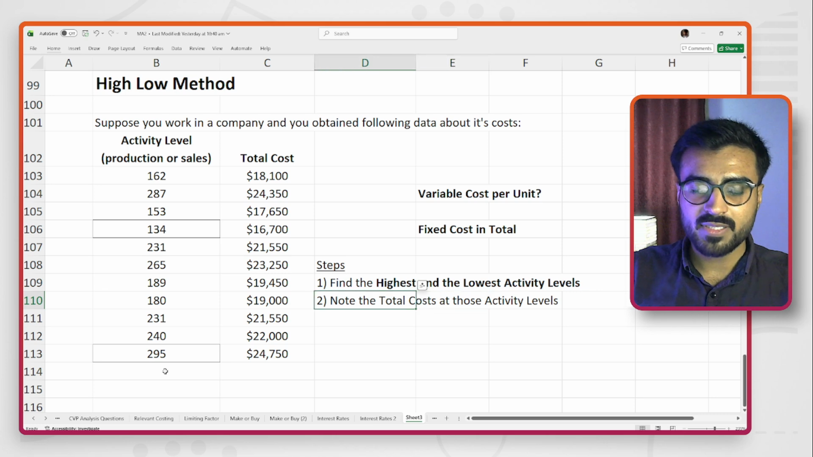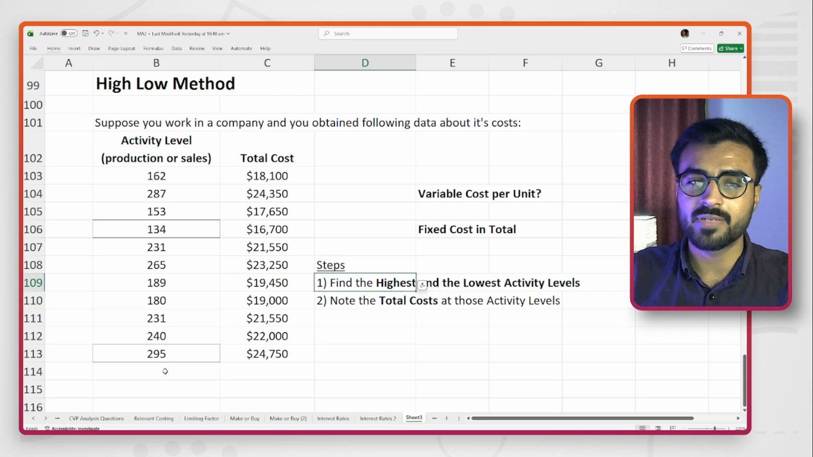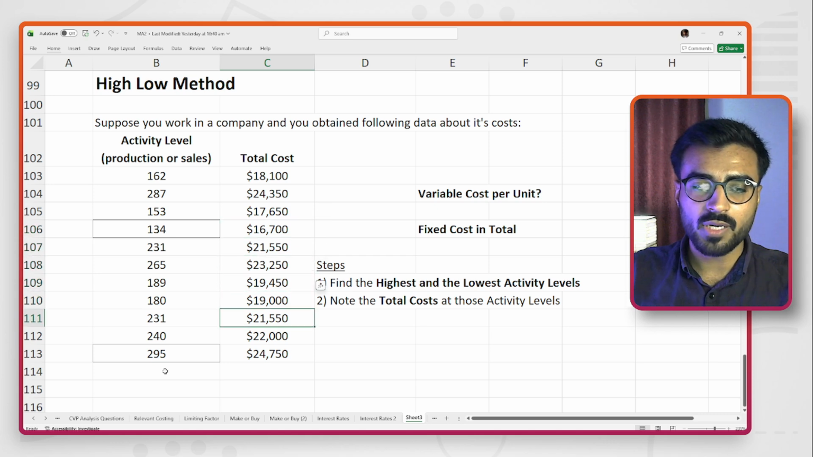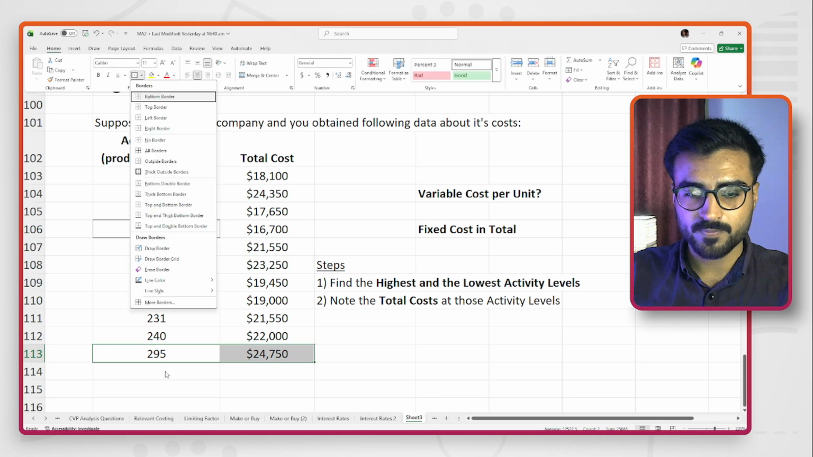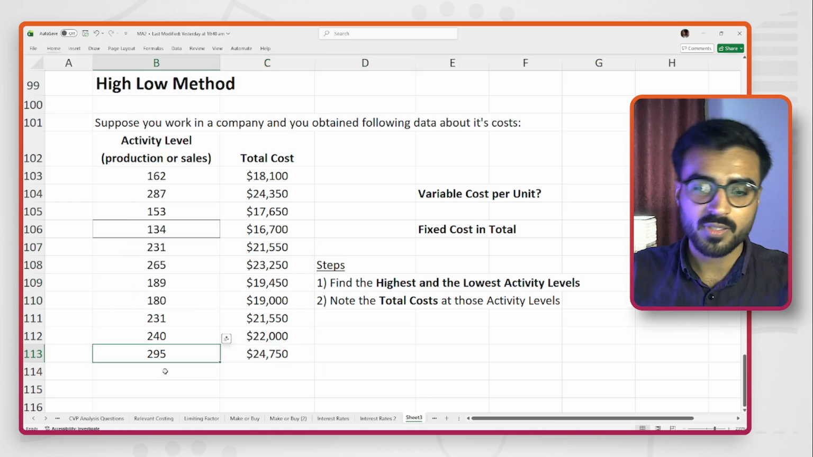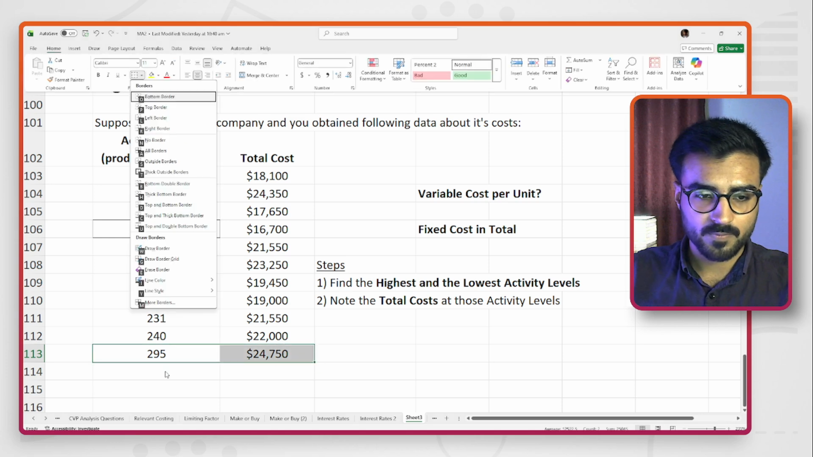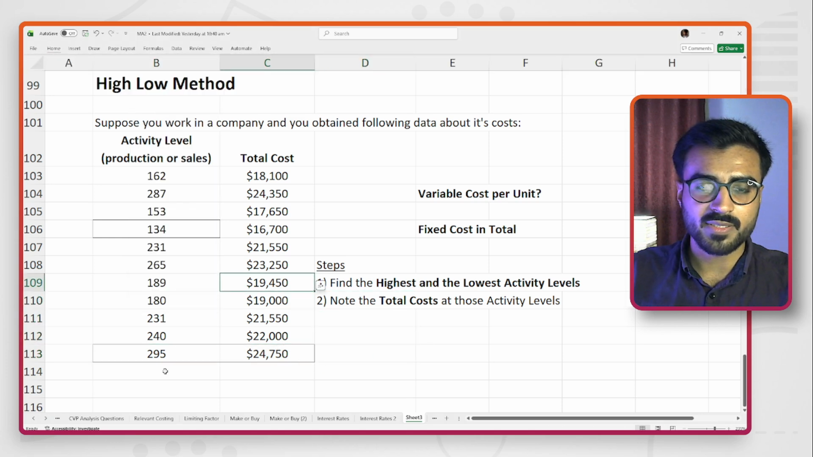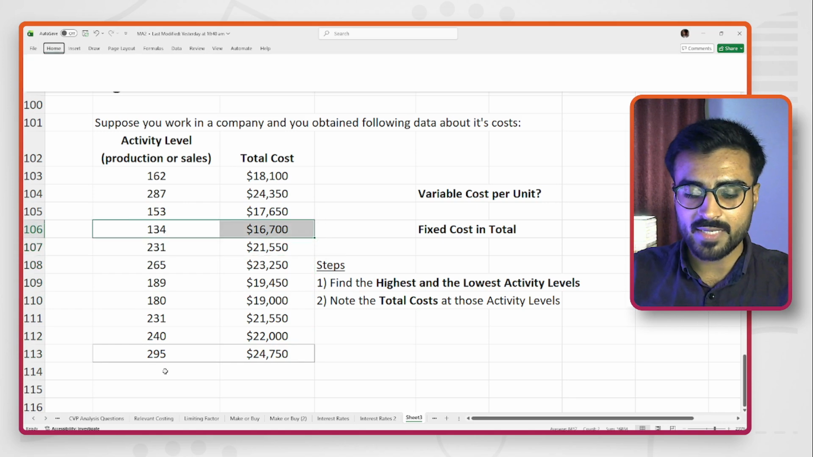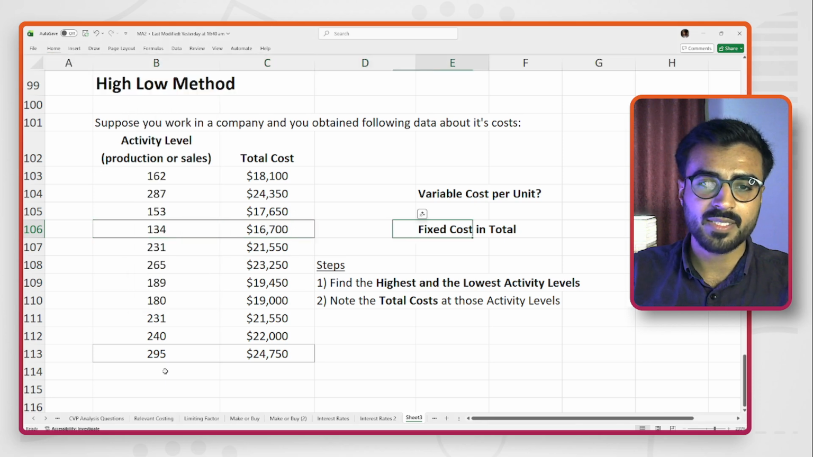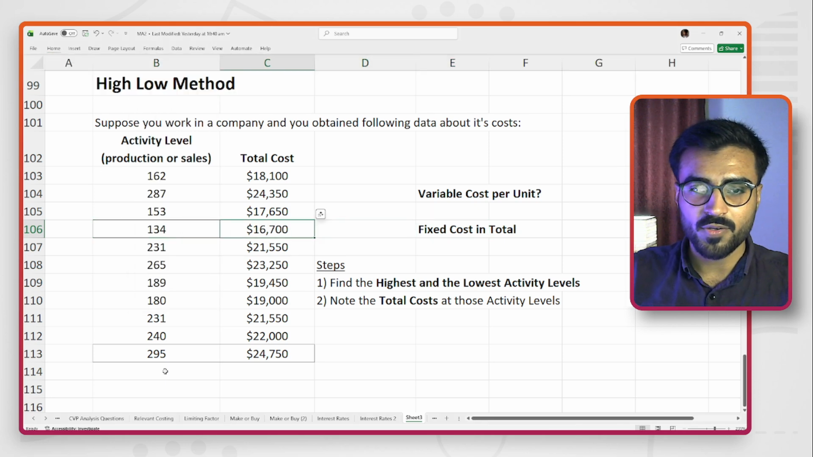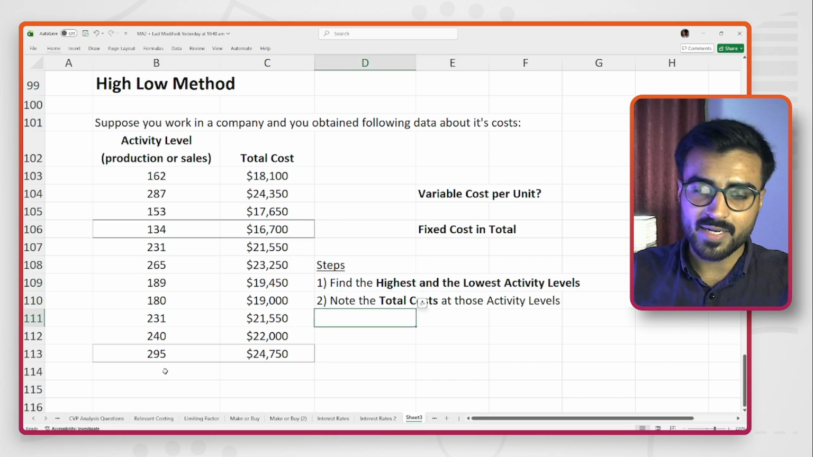The activity levels that we have identified in the first step, highest and lowest, we now have to note the total cost at those activity levels also. The total cost at the highest activity level was $24,750, and the total cost at the lowest activity level is $16,700. Okay, so the second step is complete.